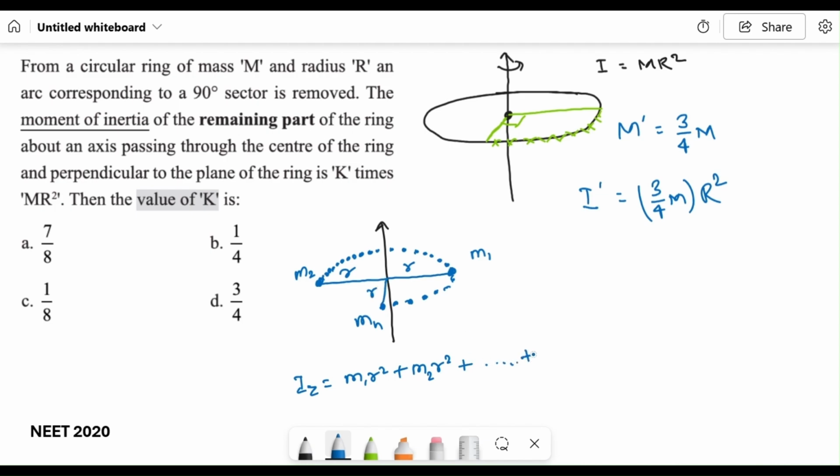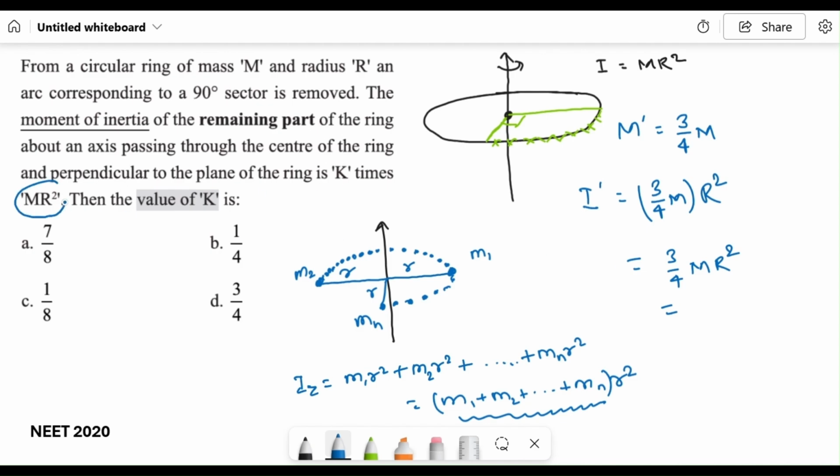So we have to add all these, and then we will have m1 plus m2 plus up to mn, and r square will be common. And this summation is nothing but the total mass of this part of the ring. So we can write 3 by 4 m r square. We have to check what the coefficient multiplied with this m r square is, so this k will be 3 by 4. So this is your answer here.